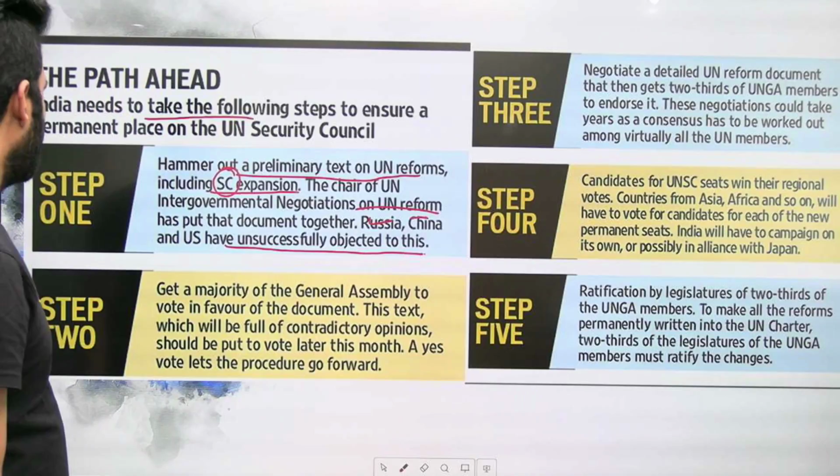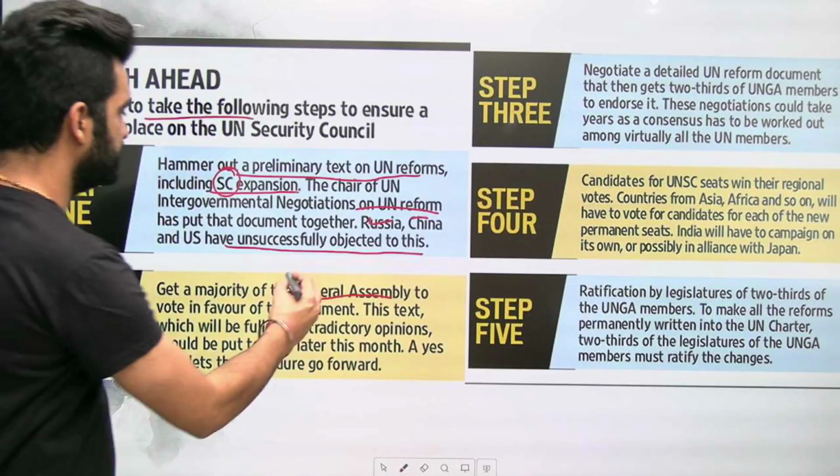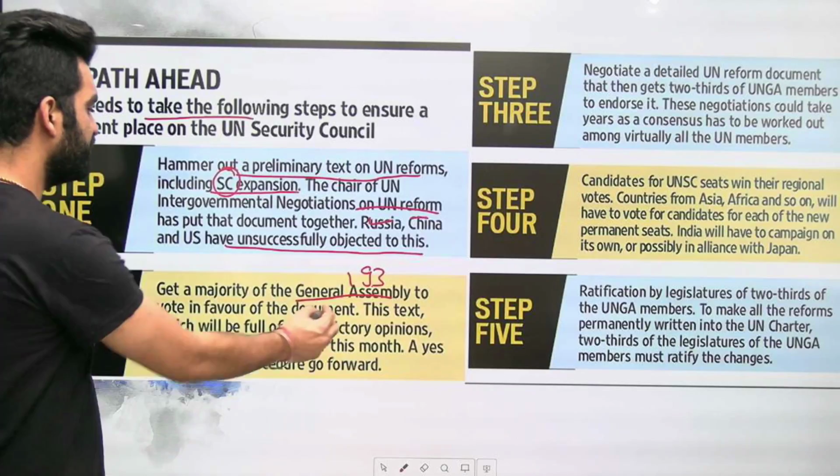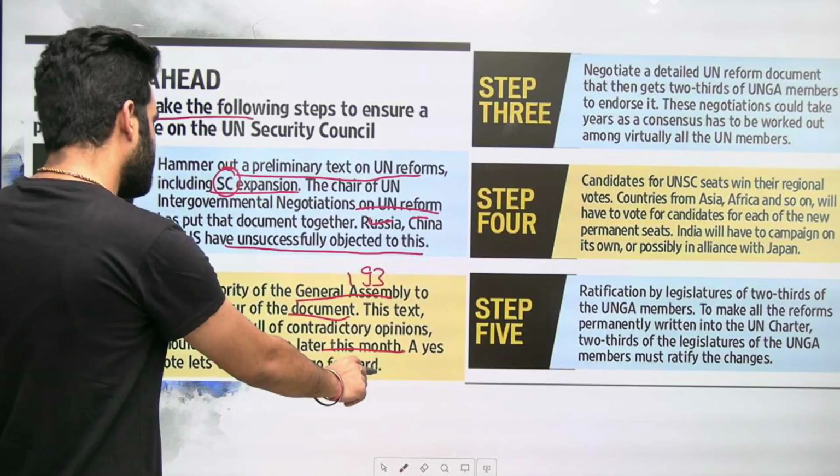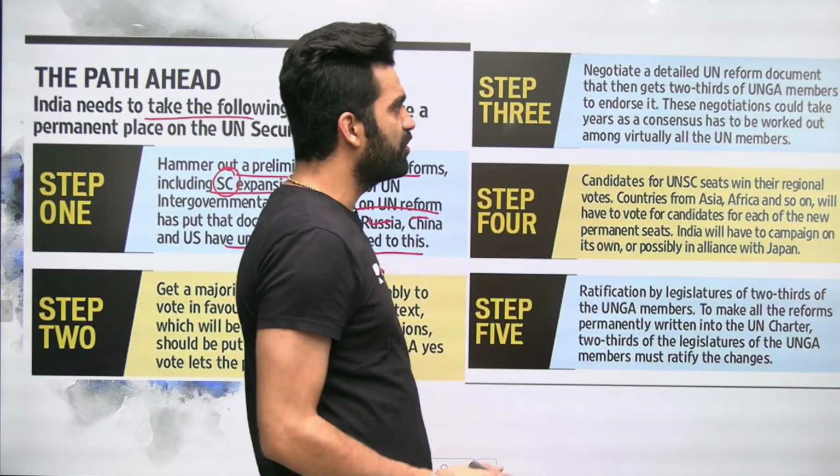As step 2, get a majority of General Assembly members, of the 193 members. We should try to gather their support to vote in favor of this document. This text, which will be full of contradictory opinions, should be put to vote later this month. A vote lets the procedure go forward. Right.